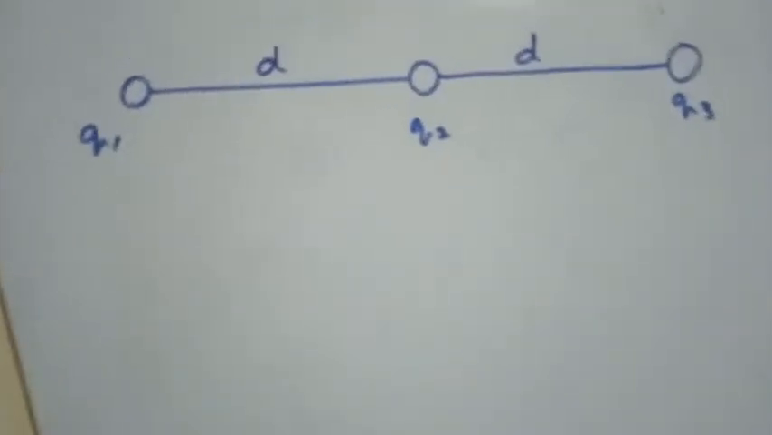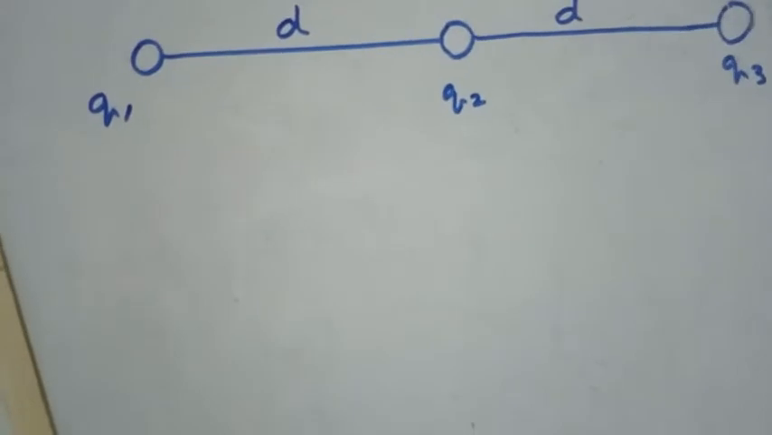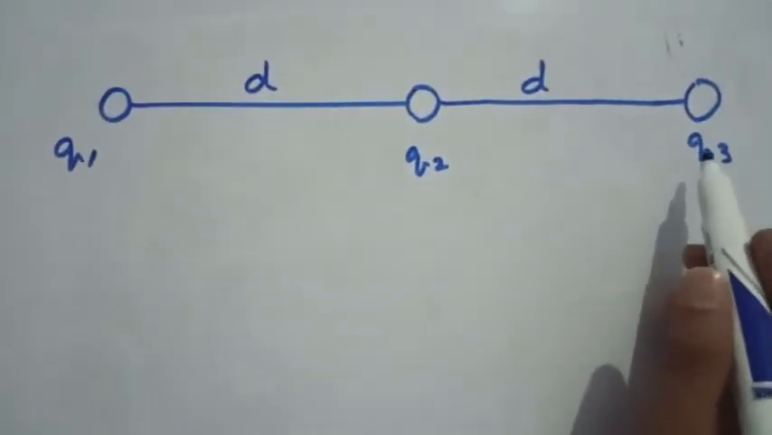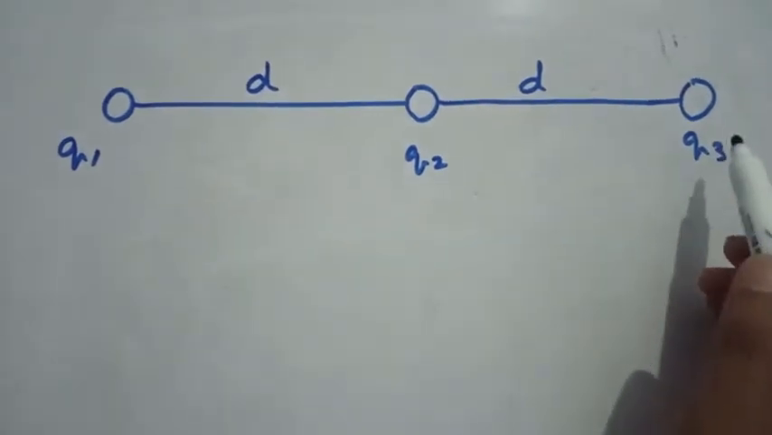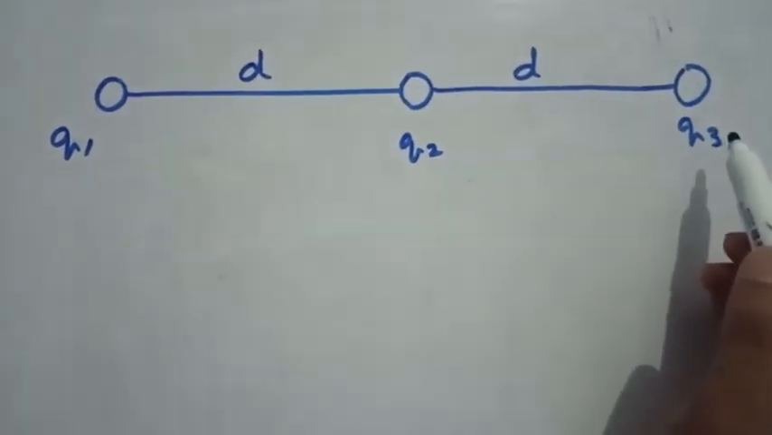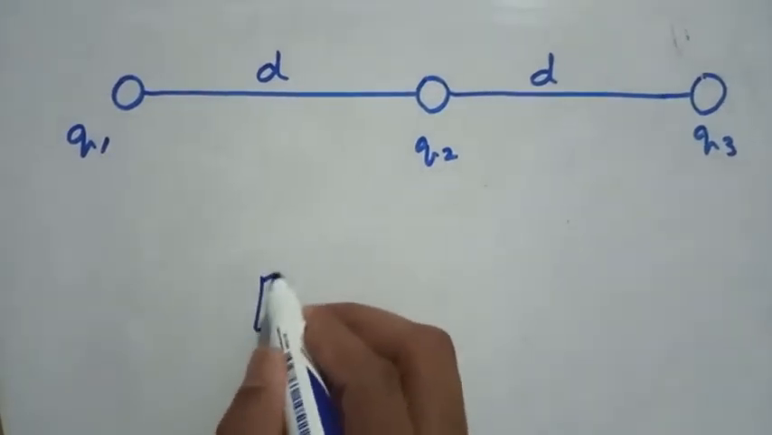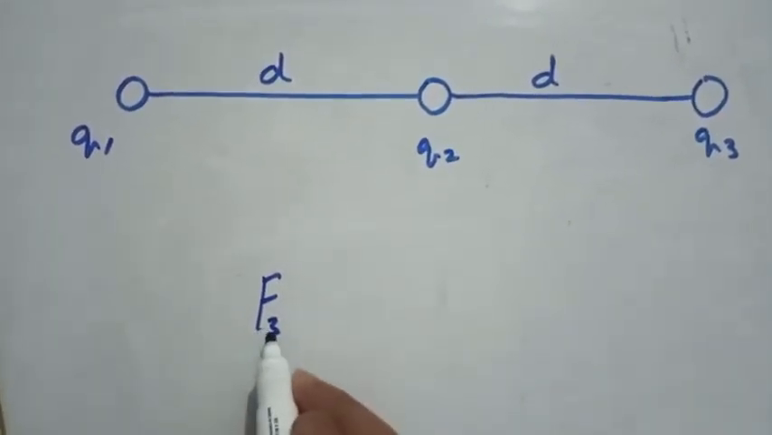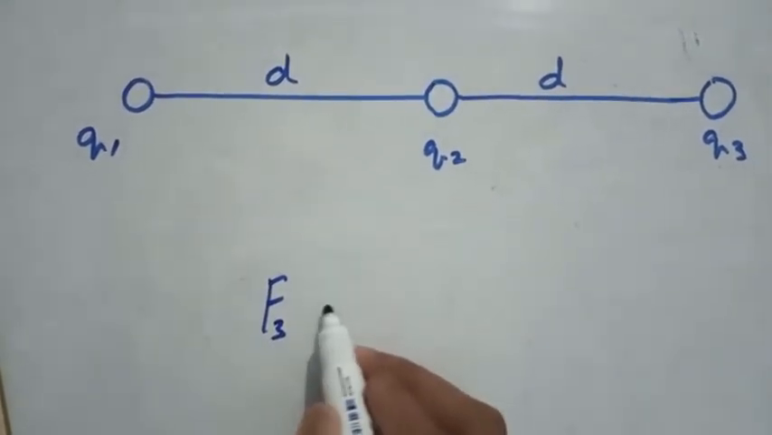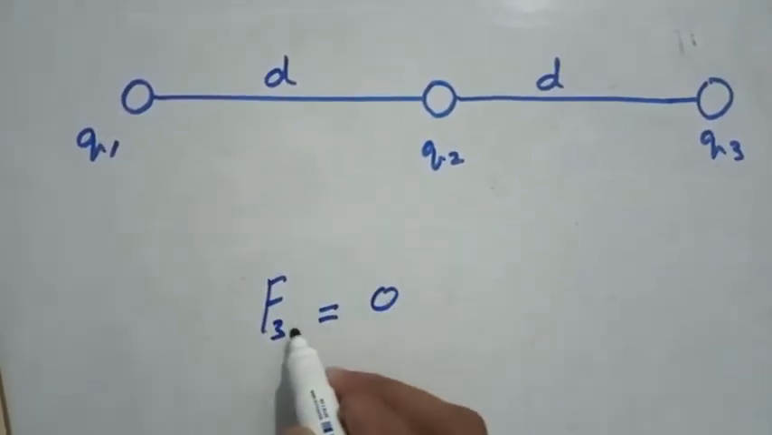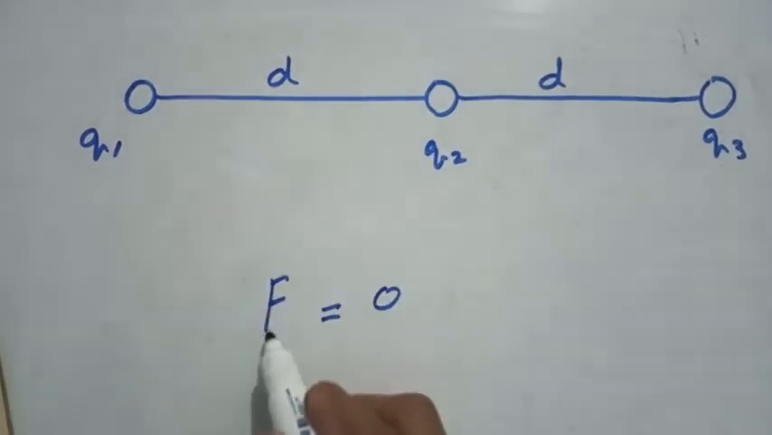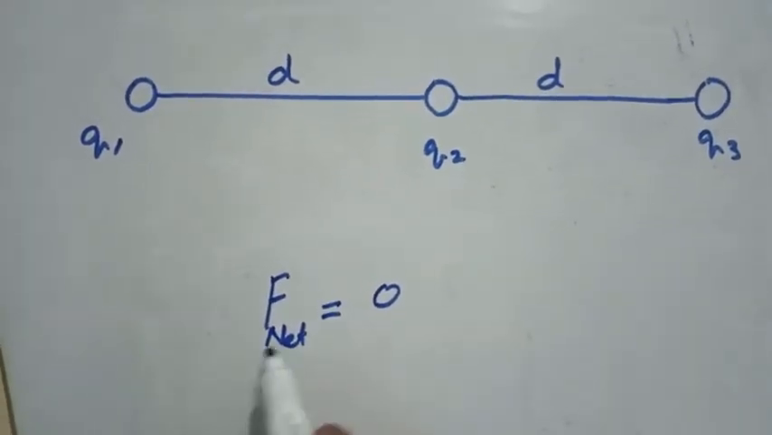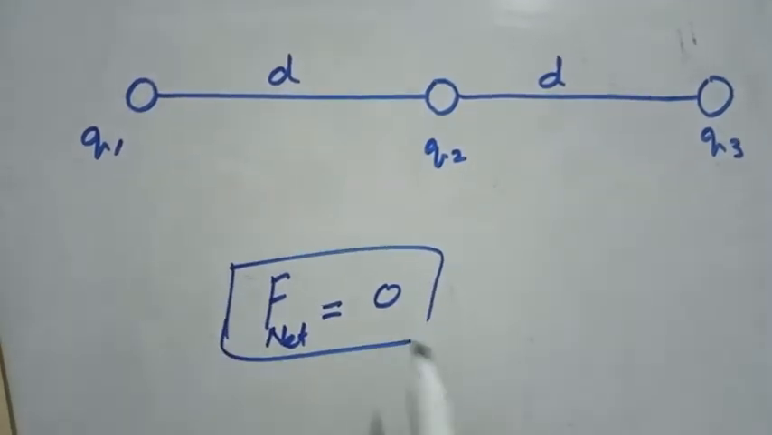So as charge q3 is in equilibrium, it means that the net force acting on charge q3 is equal to 0. So I can write it as: net force acting on charge q3 is equal to 0. This is the condition of equilibrium.